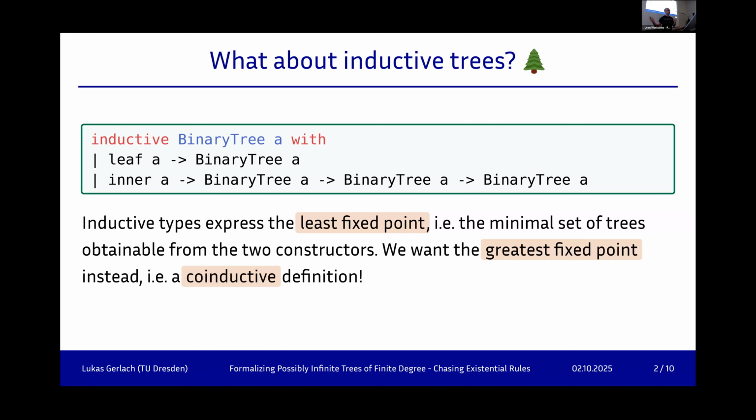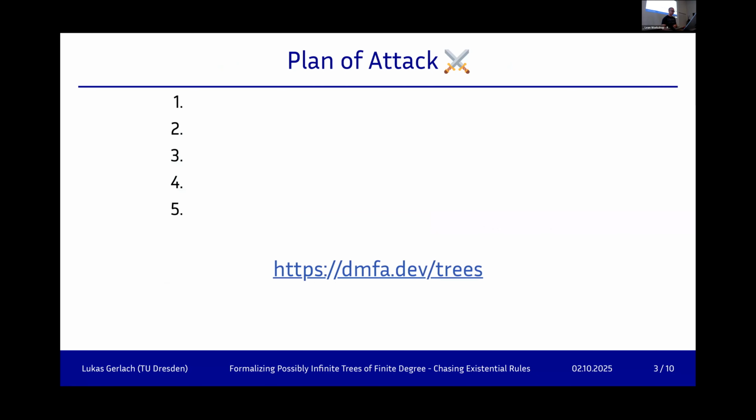And we want the greatest fixed point instead. So we want a big set of trees which adhere to this definition, basically, which can be destructed in that way, which includes the infinite ones. And this would be co-inductive. And while we might get co-inductive types in Lean in the future, we don't have them quite yet, so we have to be a little creative on how we approach this.